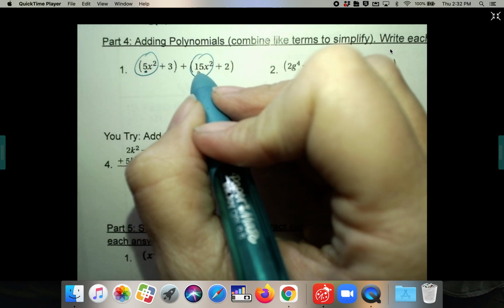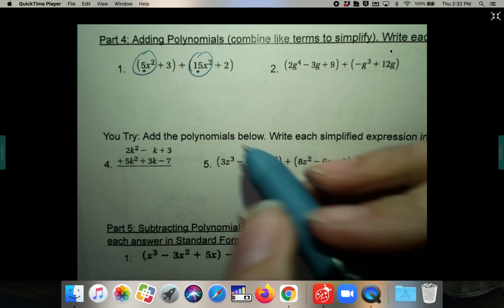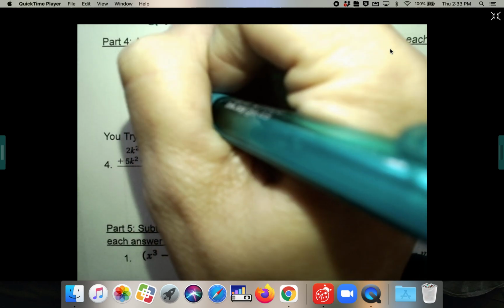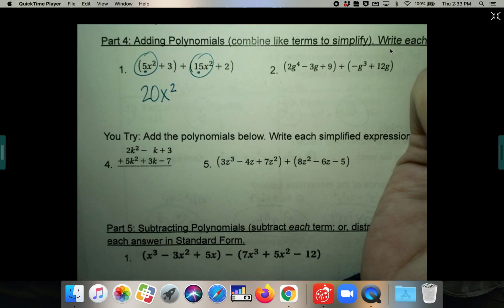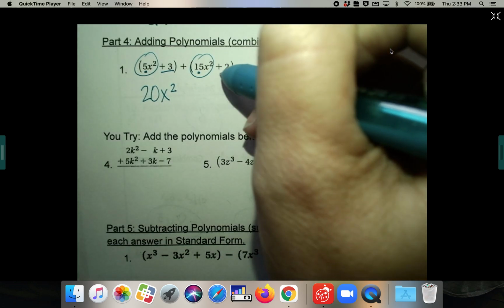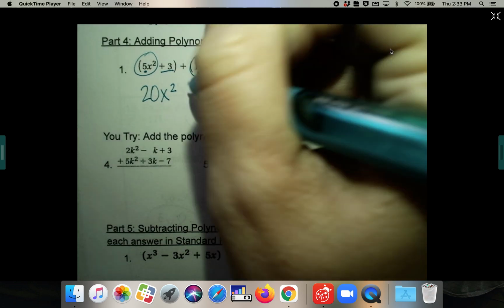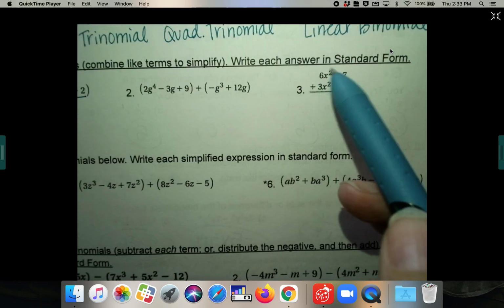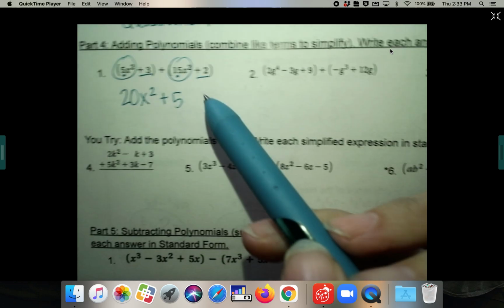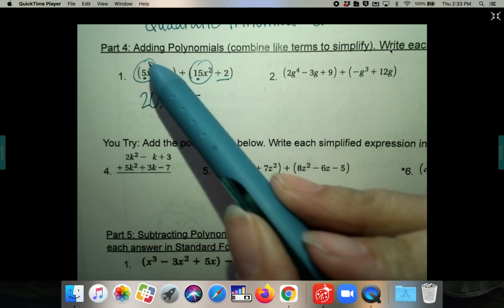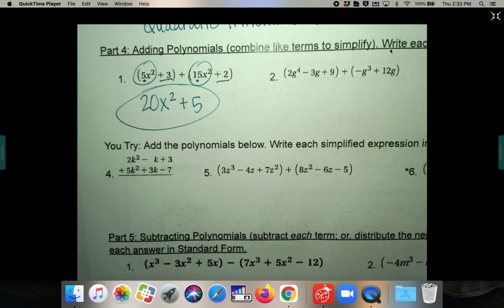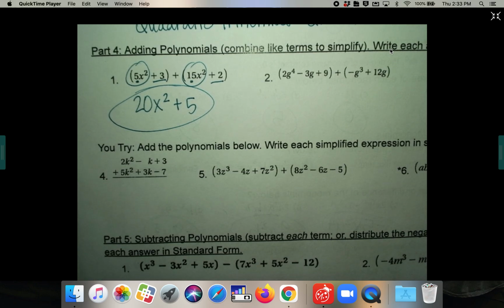You change the coefficient, which is the number in front. So 5 plus 15 is 20x squared. And then you've got a 3 plus a 2, which is positive 5, so I'm going to put plus 5. All right, and it says make sure each answer is written in standard form, but I like to pick out the one that has the highest priority first so that then it already puts it in standard form for us. So that one's already in standard form.